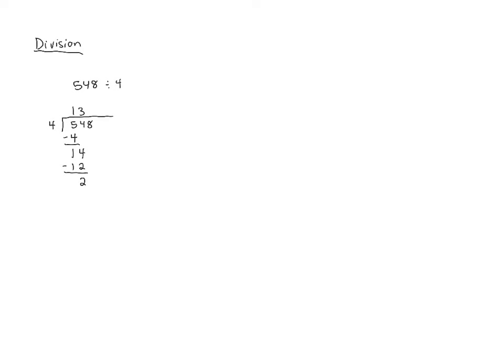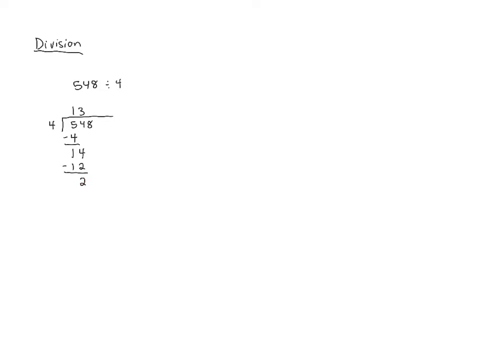So each step has multiple parts. We're looking to see how many times 4 goes into something, whether it's 5 or 14. When we know how many times it goes in, we've got to multiply, and then we subtract to get the remainder. So 1 times 4 was 4, we subtracted to get 1. Then we bring down the 14. 4 goes into 14 3 times. 3 times 4 is 12, subtract to get the remainder of 2.